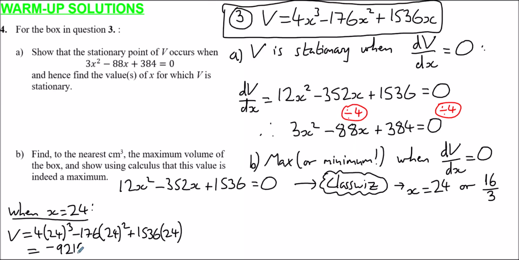So the volume, when x is 24, is minus 9,000, roughly, cubic centimetres. Is that possible? Is that going to happen? Answer is no, this is nonsense. And so when x is 24, we can't have that. And so x isn't going to be 24. So it must be when x is 16 over 3.